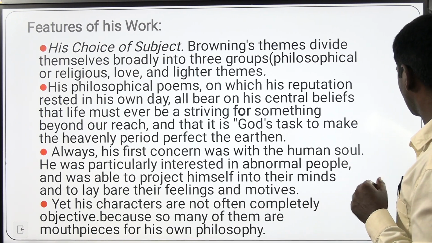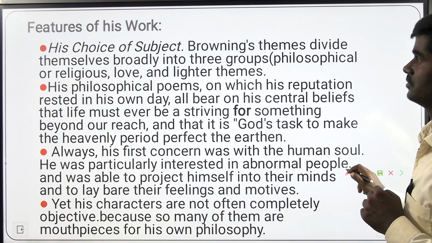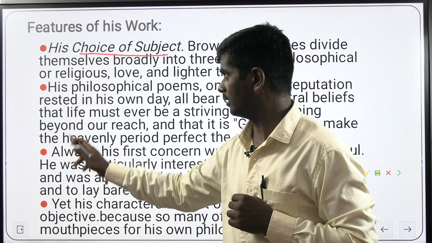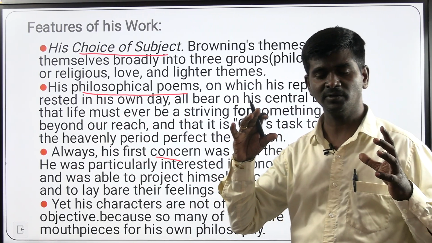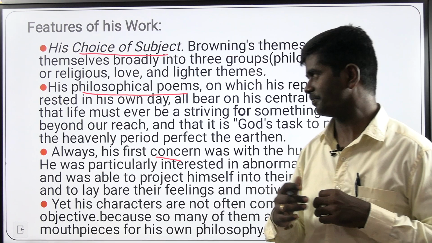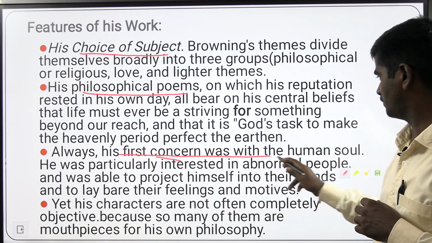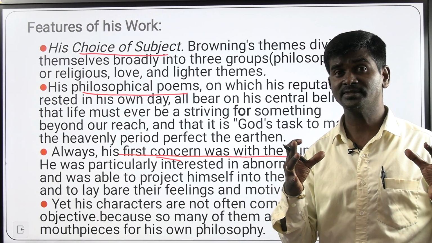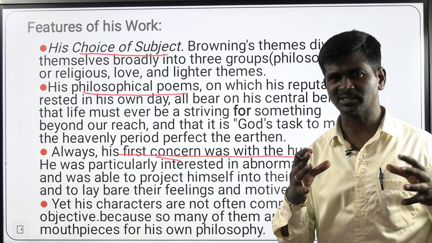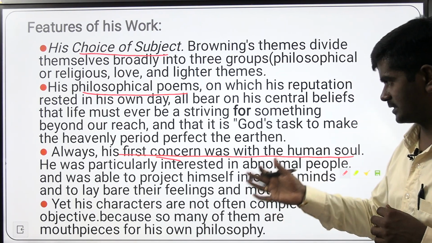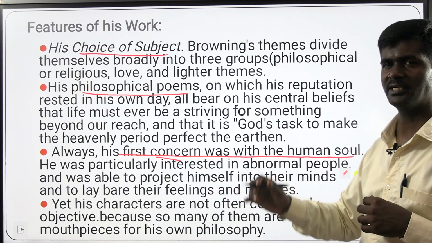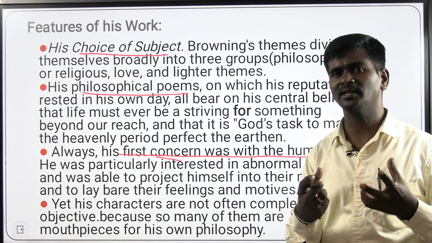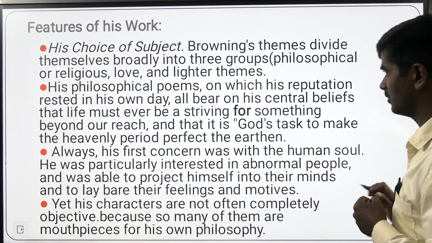Next, what is the style that he actually used in his writings? His choice of subject is very important, and his philosophical poems, most of his poems, deal with his philosophy, and his first concern was with the human soul. Most of the philosophers give priority to the human soul. Self-realization becomes an important aspect according to these writers. Next, his characters are not often completely objective. They are sometimes subjective. They show certain personal feelings.